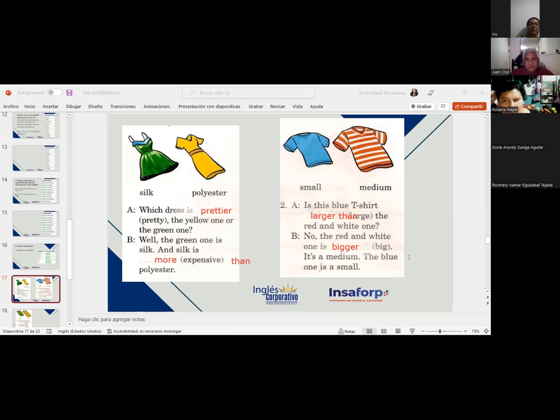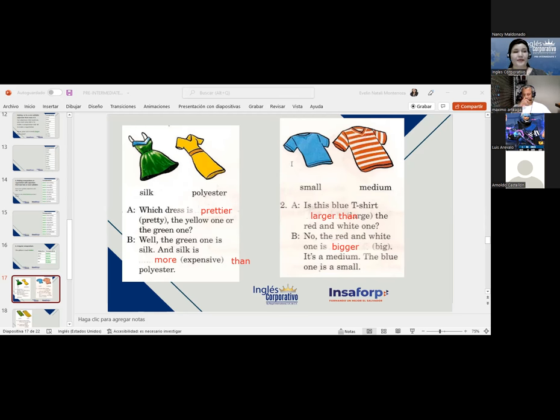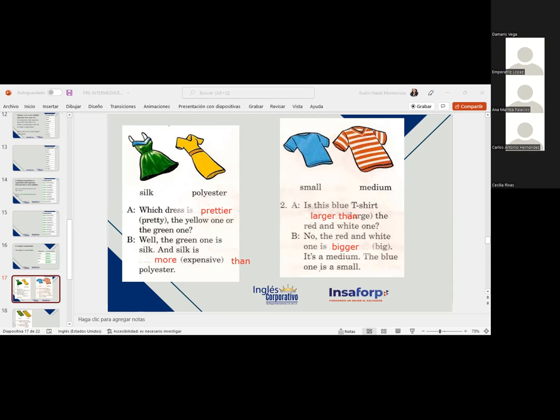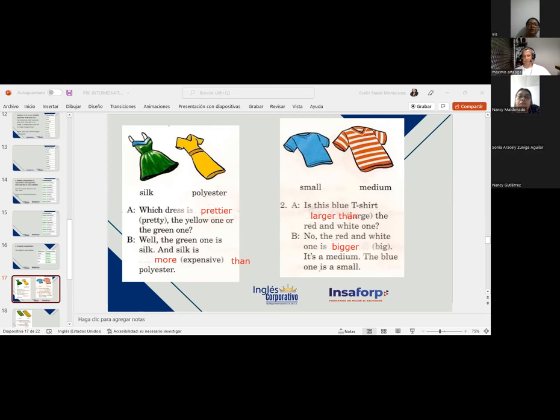Okay, here we have Arnoldo and Rosemary. Let's do conversation one. Yo soy el A. Either way. You can start. Go ahead, Arnold. Which dress is prettier, the yellow one or the green one? Well, the green one is silk, and silk is more expensive than polyester. Good. Rosario and Juan, conversation two. Is this blue t-shirt larger than the red and white one? No, this red and white one is bigger. It's a medium. The blue one is small.